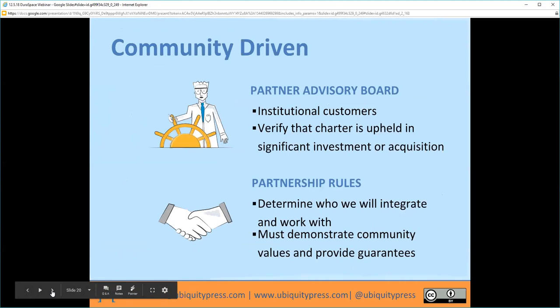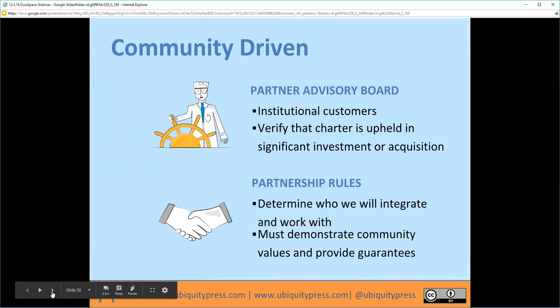So as I mentioned, we're community driven. This is my last slide. We have a partner advisory board, which is made up of our large institutional customers. Apart from helping us steer the company and providing feedback from our partner network, one of their key roles is to verify that the charter is being upheld, and that in any case, if there is a significant investment, it continues to be upheld.